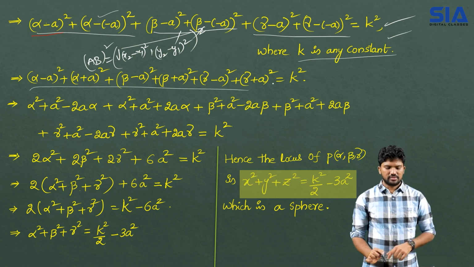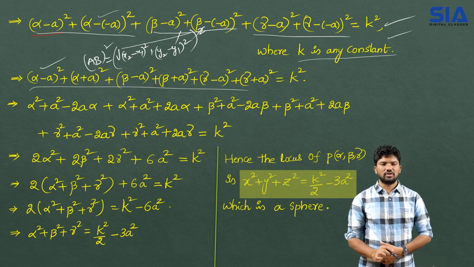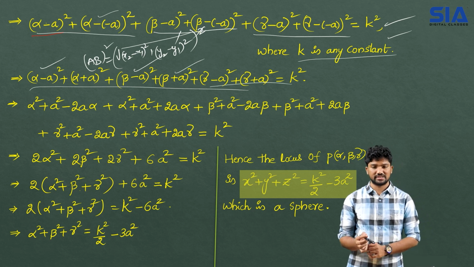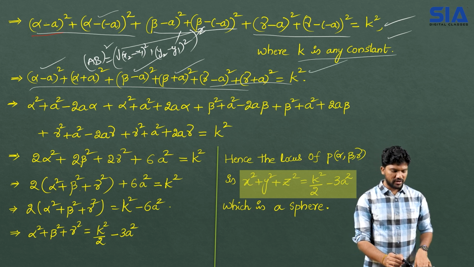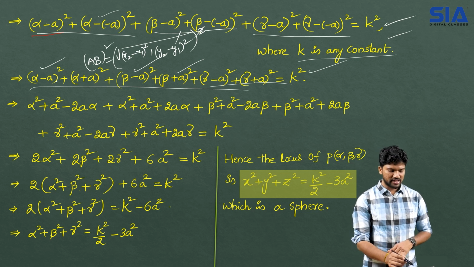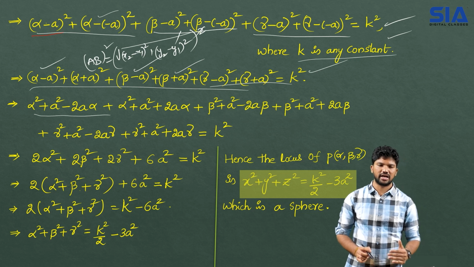So now minus of minus becomes plus. Therefore (alpha minus a) whole square, (alpha plus a) whole square, (beta minus a) whole square, (beta plus a) whole square, (gamma minus a) whole square plus (gamma plus a) whole square equal to k square. Now expand each and every square value with respect to the (a minus b) whole square formula. (Alpha minus a) whole square, as in (a minus b) whole square, is alpha square plus a square minus 2a alpha.